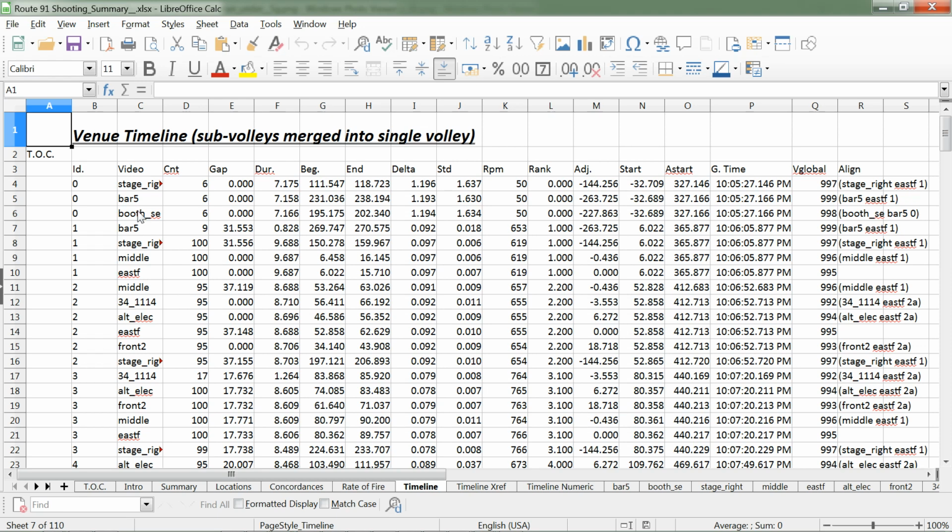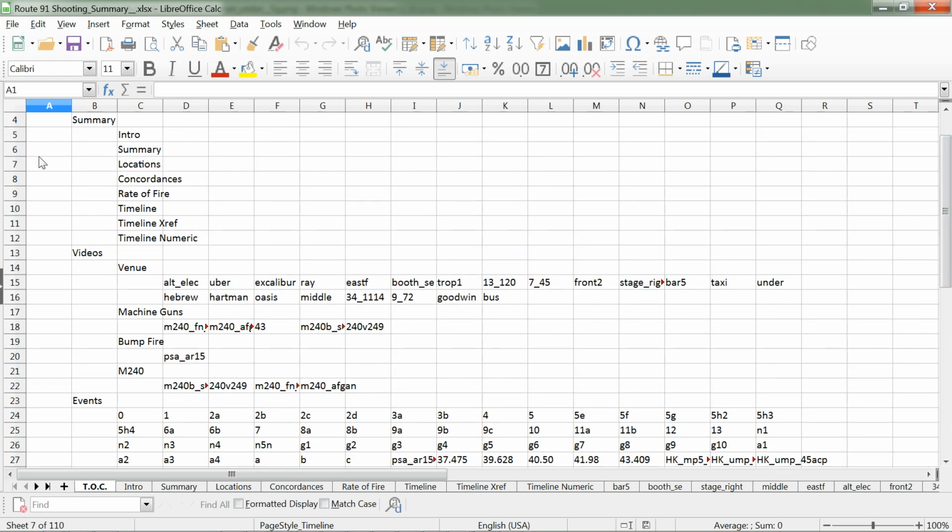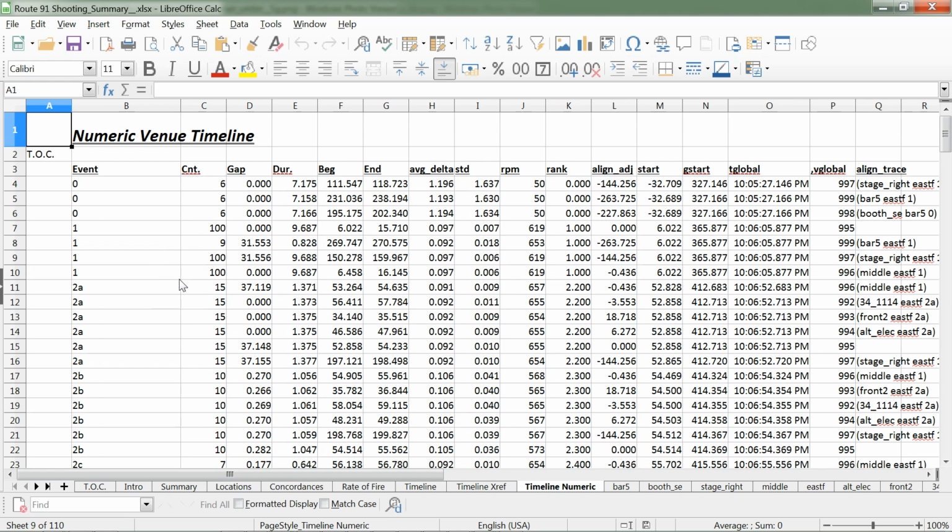This is just an alternate view on the detailed timeline, where I've tried to combine all the sub-volleys into one, which is what people typically do. So, for example, volley 2, which really is composed of 4 sub-volleys, I put all of them together, and the total count is 95, versus having this very detailed timeline where volley 2 has 2A, 2B, 2C, all that sort of stuff.